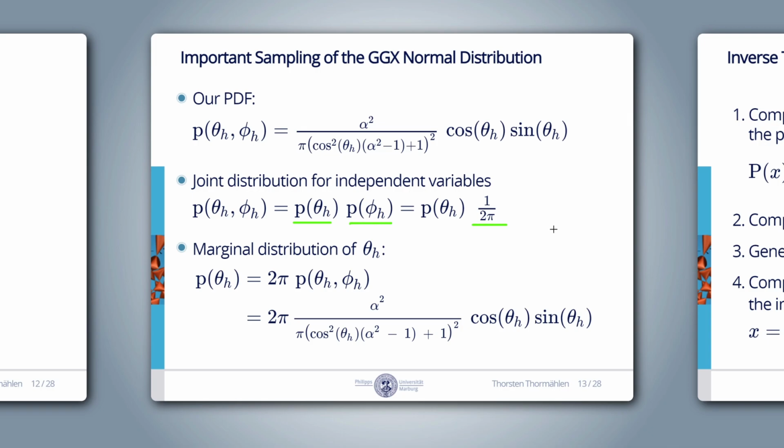By solving for p of theta_h, we can compute the marginal distribution of theta_h. P of theta_h equals 2 pi times the joint PDF. This equation for the marginal distribution of theta_h allows us to perform inverse transform sampling for theta_h.